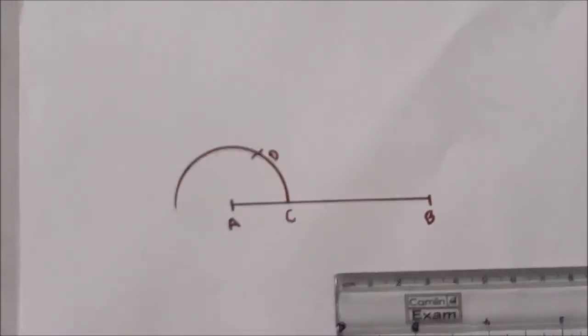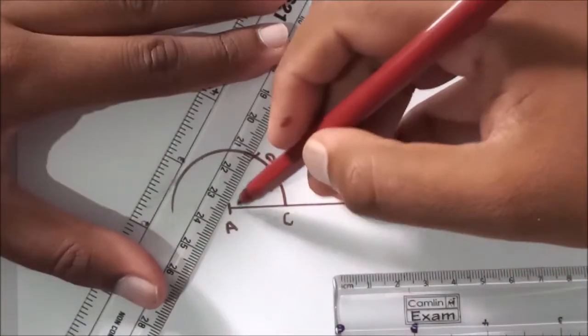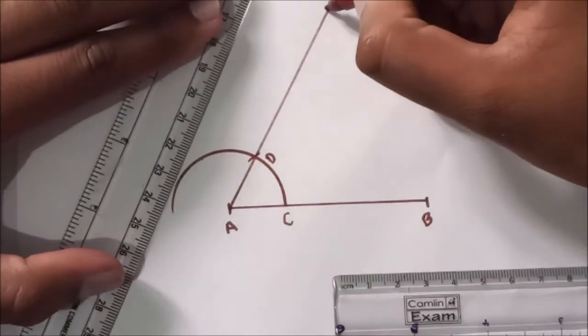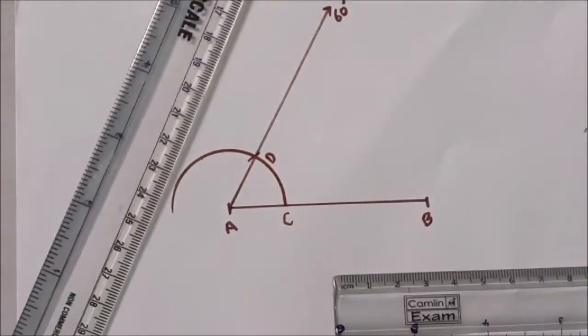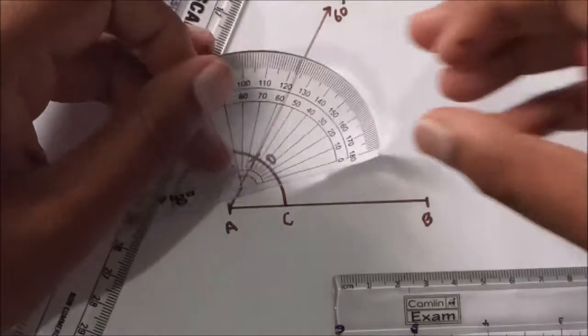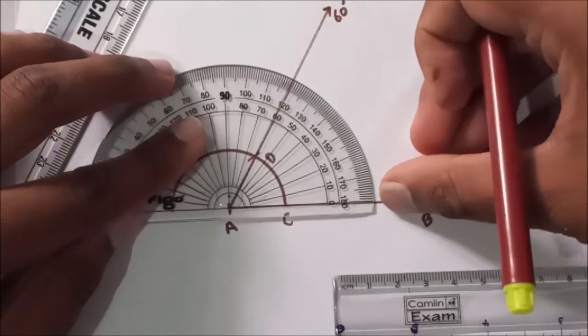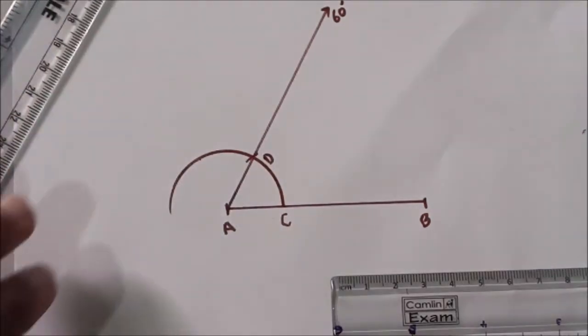Okay, now I'm going to join A and D. Now if I see, this angle will be 60 degrees, so I've constructed 60 degrees. I'm going to check using a protractor whether it's 60 degrees or not. If you see, it's 60 degrees. Next I'm going to draw 30 degrees using a protractor, scale and a compass.